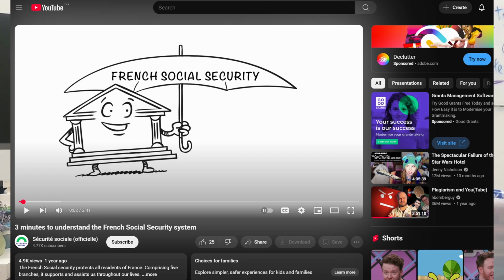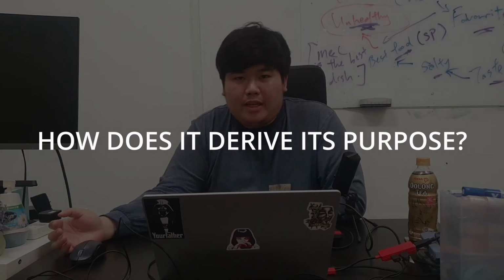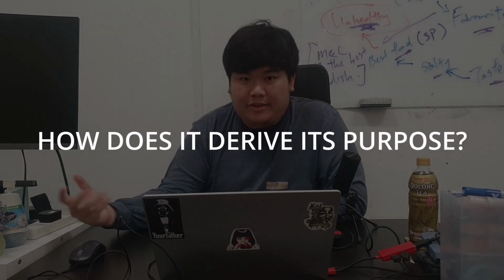If you are looking for a quick explanation for how it works, check out this video by the Social Security Administration in France. Now, of course, to train your critical thinking skills, what we can ask ourselves is this. Why does it fall to the government to do all these things? This is where we need to first understand how the government derives its purpose.